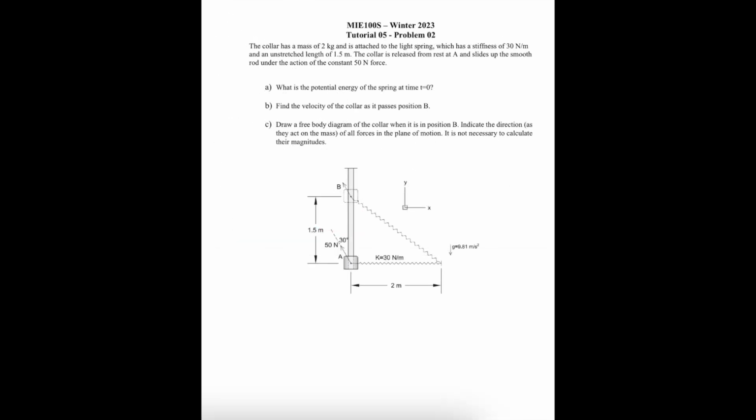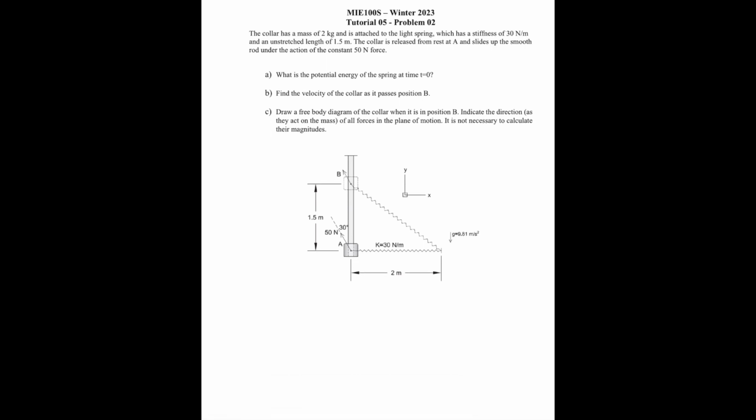And now for our second problem, the collar has a mass of 2 kilograms and is attached to the light spring, which has a stiffness of 30 newtons per meter and an unstretched length of 1.5 meters. Collar is released from rest at A and slides up the smooth rod under the action of the constant 50 Newton force.